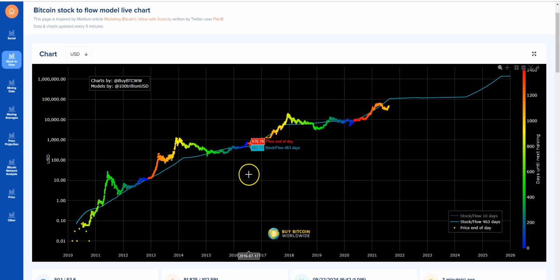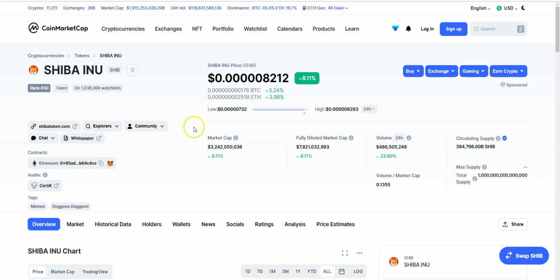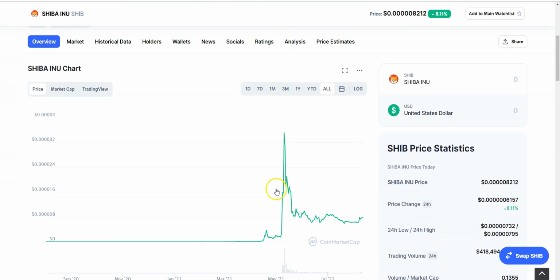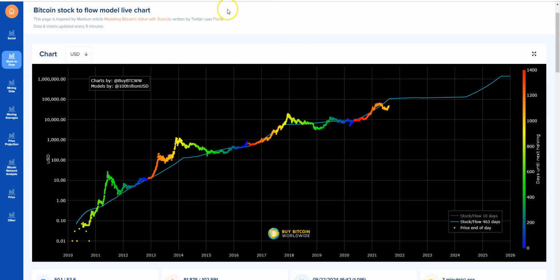Personally, I don't think it's a coincidence that Ryoshi launched Shiba Inu just after a halving cycle of Bitcoin, knowing that within a year an alt season was likely to happen, and that is a great kickstarter for a crypto project. Anyway, let's head back to the stock to flow model. Right now, Bitcoin, around April, May, reached its all-time high, but since then it dropped below the stock to flow line.